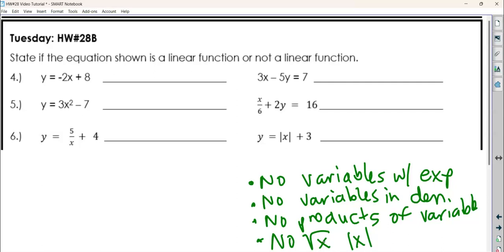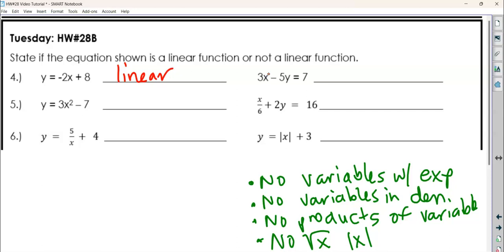You can have numbers in there. You can have the square root of 10. You can have the absolute value of 10, but you can't have variables inside these special symbols. So let's go take a look. Number 1, does it break any of these rules? Nope, it doesn't have any exponents with variables. It doesn't have any variables in the denominators, doesn't have any products of variables, and no special symbols, it's linear.